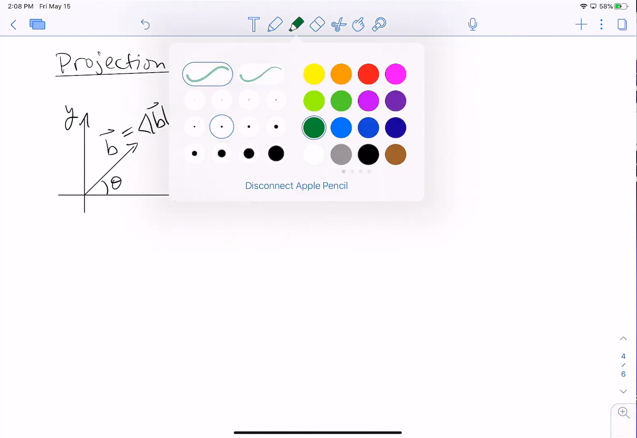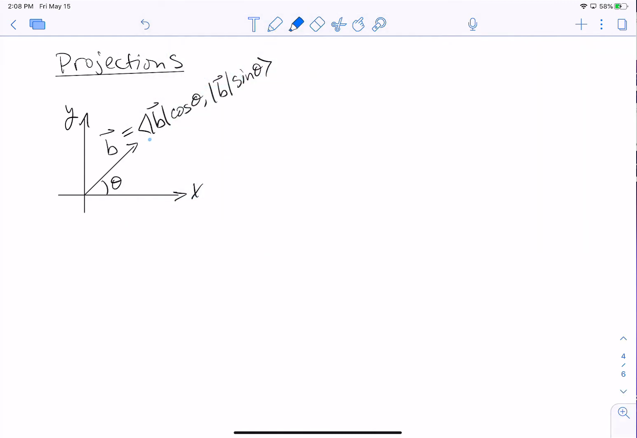And what we've just written down here is that the x component of the vector b is given by its magnitude times the cosine of theta. Another way to say that is that the part of b that points in the direction of the x-axis has a length of magnitude of b times the cosine of theta. We can make a similar assertion: the magnitude of b times the sine of theta is the component of b in the direction of the y-axis.